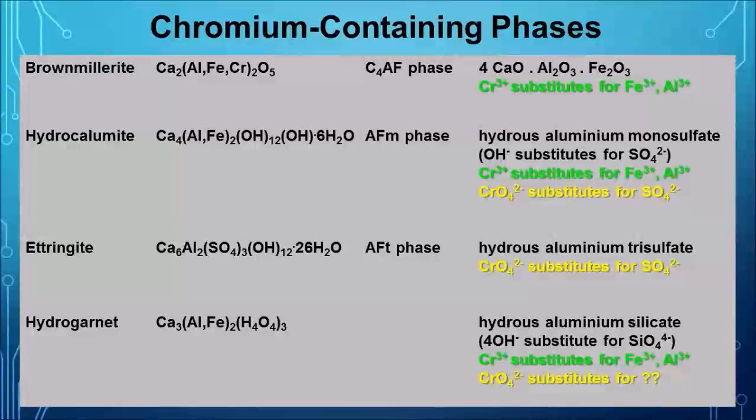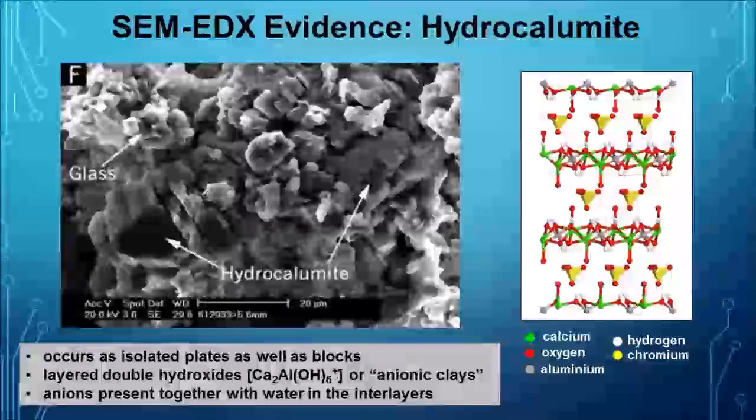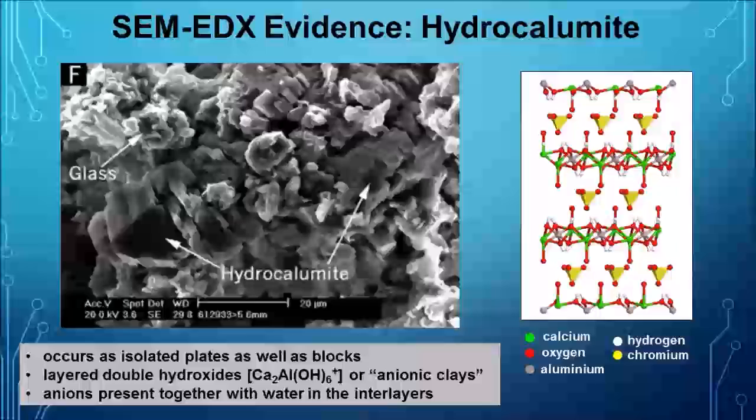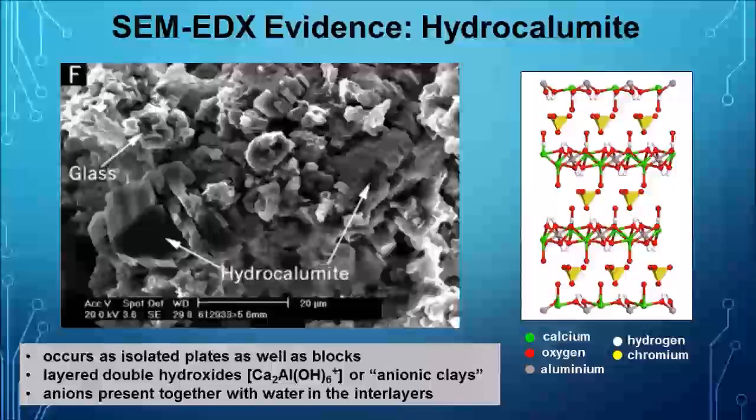But we looked again to the scanning electron microscopy for evidence in terms of what the material looks like, but also then of its chemical formulae. So that helped us to get at some of the structures that I'm showing you on these slides. So we can see here that we have the blocky hydrocalumite. You can also sometimes see it as plates.